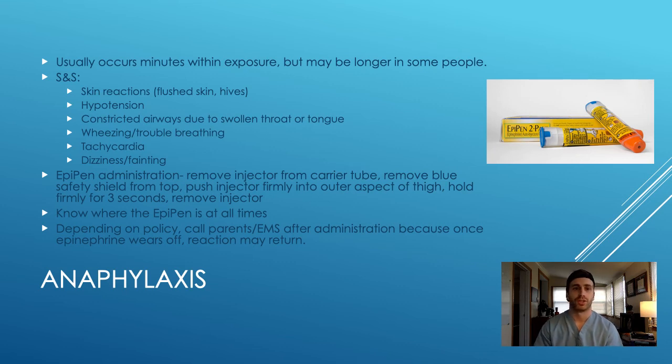EpiPen administration. So you want to remove the injector from the carrier tube, remove the blue safety shield from the top, push the injector firmly into the outer side of the thigh, hold firmly for 3 seconds, and remove the injector. So blue goes to the sky. You want to put the blue up, and then the orange side goes down, because otherwise you're going to inject it straight into your hand, and the child or student will not be getting the epi, you will. So make sure blue to sky.